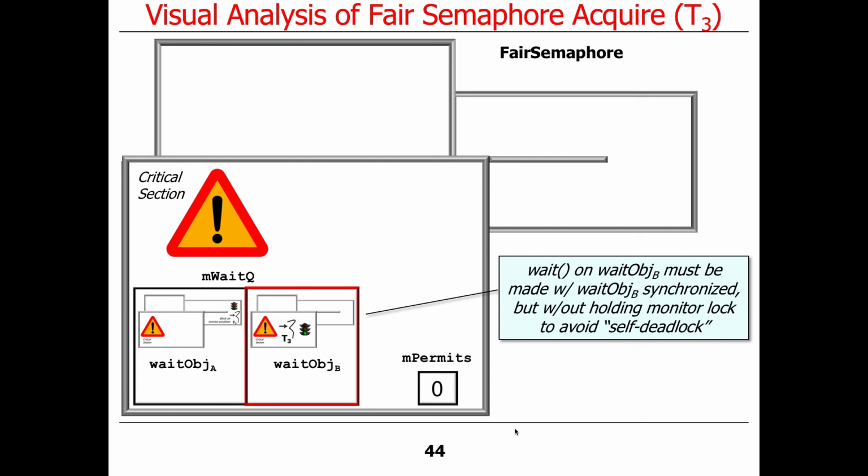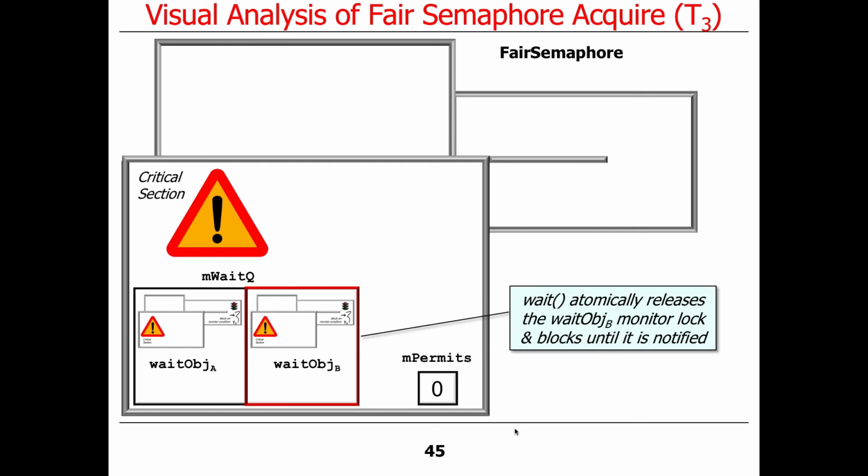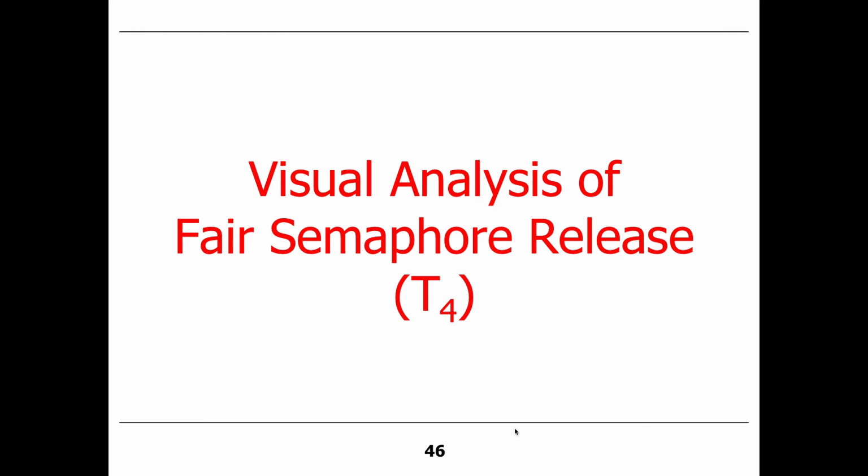And the reason is most likely because you have self-deadlock. Then, the thread that wants to go to sleep, awaiting its chance to get access to the semaphore, will call wait on wait object B's monitor lock, and it'll block until it is specifically notified later in release. Okay, so that then covered the scenario.